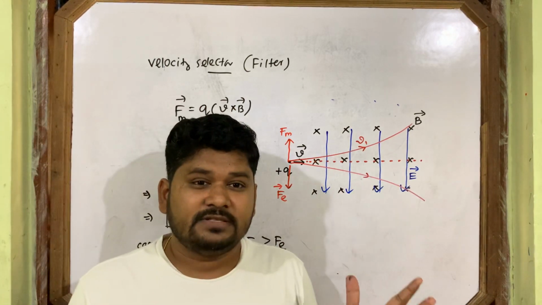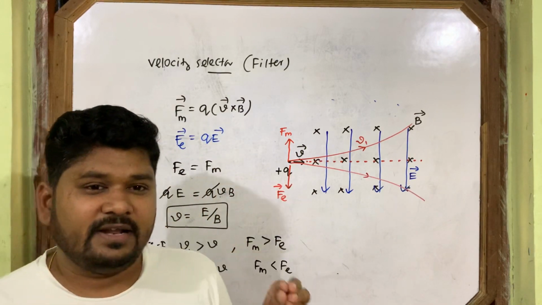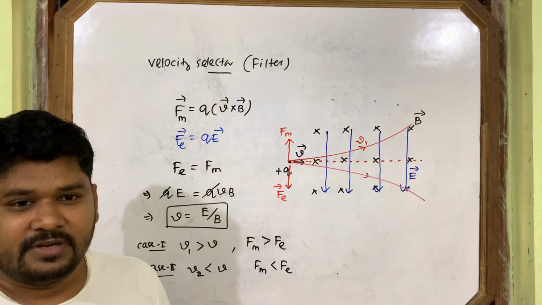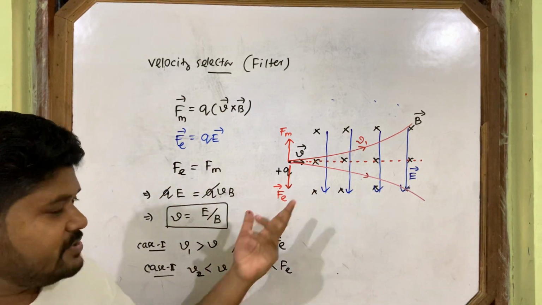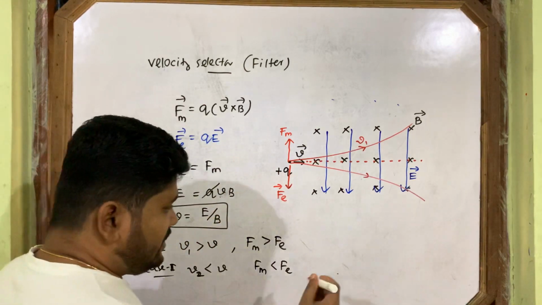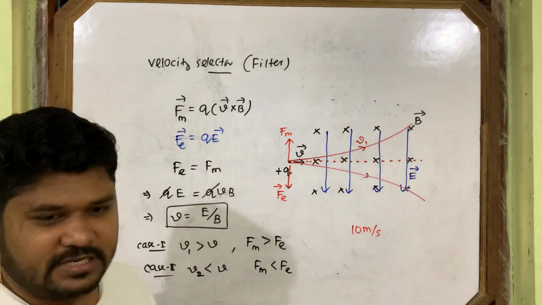Suppose you are doing some experiment or something. You need a particle of a particular velocity. Okay, how much velocity? Suppose you need a particle of, I am giving you an example, 10 meter per second. If you need a particle of 10 meter per second, for example.